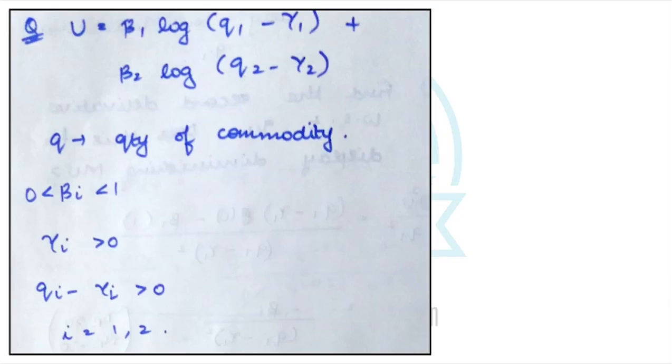Now, one of the things that is important when you're reading this question is to understand what the conditions on the constants are. So, for example, here you can see that beta i is between 0 and 1. You know that gamma i is greater than 0. You know that Qi minus gamma i has to be greater than 0, naturally, for the function itself to be defined, because the log is only defined on the positive numbers, R plus, and i is between 1 and 2.